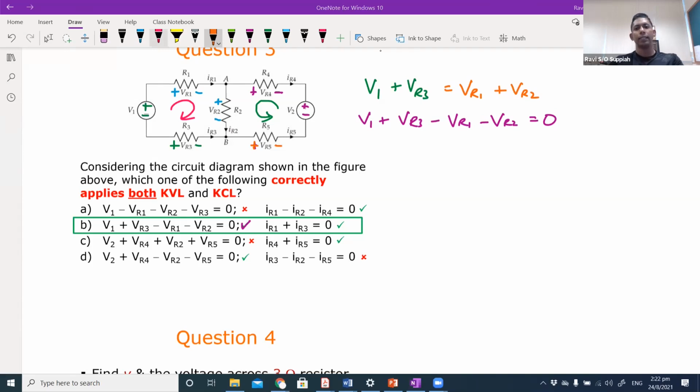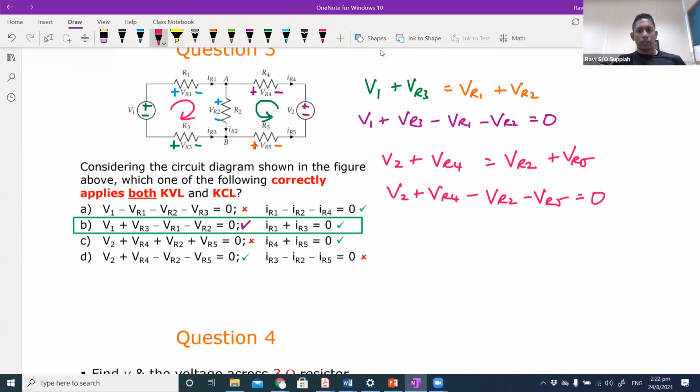With that, you can write another expression over here: V2 plus VR4 equals VR2 plus VR5. I can do it this way: V2 plus VR4 minus VR2 minus VR5 equals 0. Which means that this is also correct. So in terms of the KVL equations, B and C are both correct. So that's for KVL.